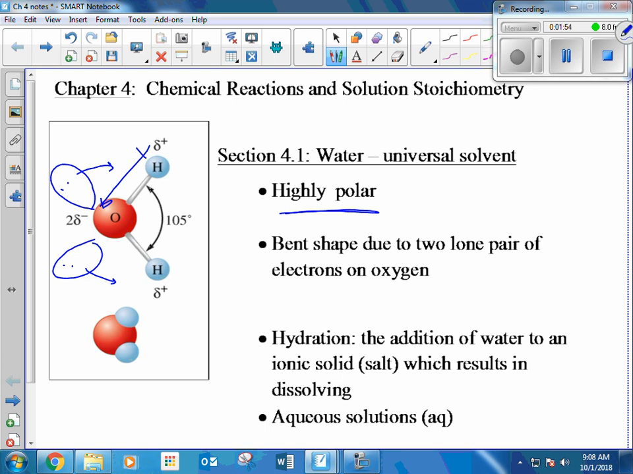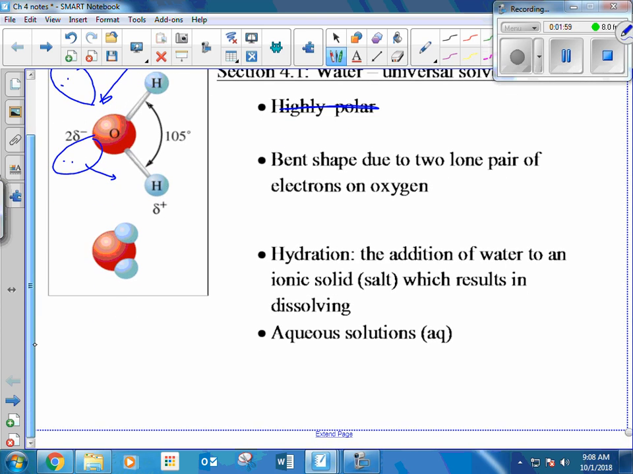And then we need to remember that when things are dissolving, there's a lot of space between the water molecules. And that space is going to allow things to be dissolved. So for hydration, we just have a term here: the addition of water to an ionic solid. And whenever you see an ionic solid, we are thinking of salt. You should be thinking of a metal to a non-metal, where the electrons are transferring, which is going to result in dissolving. And so the space between the water molecules is going to allow an ionic solid to take up that space until there isn't any left.